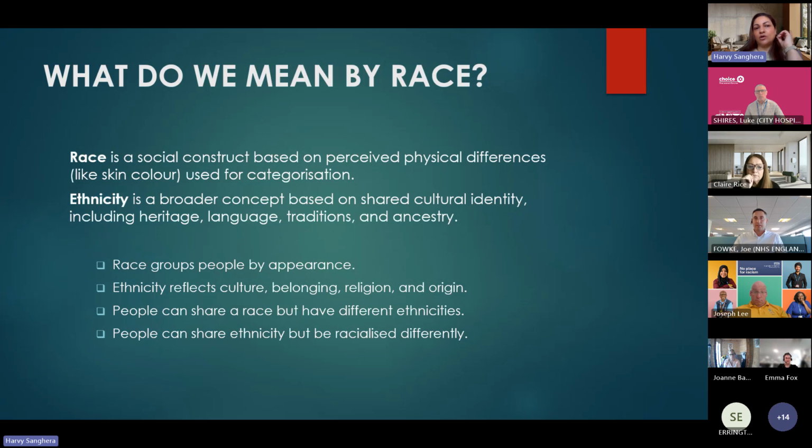As I mentioned earlier, this one's about race. Race is a social construct based on perceived physical differences like skin colour, and it's used for categorization. Ethnicity is a broader concept based on shared cultural identity. It includes people's heritage, language, traditions, and ancestry. Race groups people by appearance, so people will physically just go, oh, that person could be from this particular cultural background. Ethnicity reflects their culture, so they have their belonging, their religion, and their origin. People can share race but have different ethnicities as well. And people can also share ethnicity but be racialized differently.